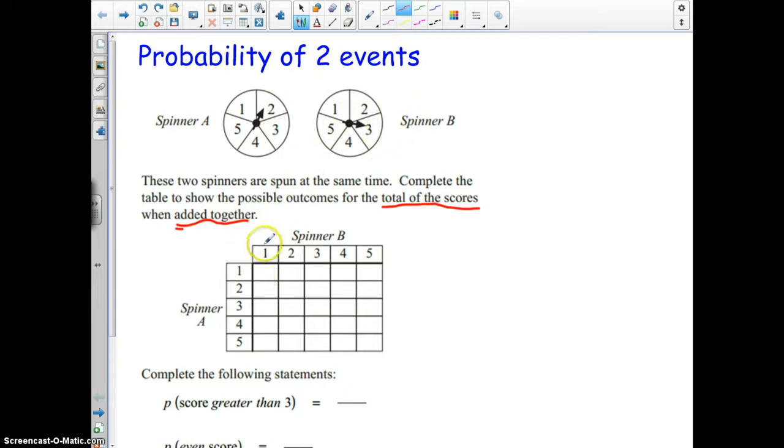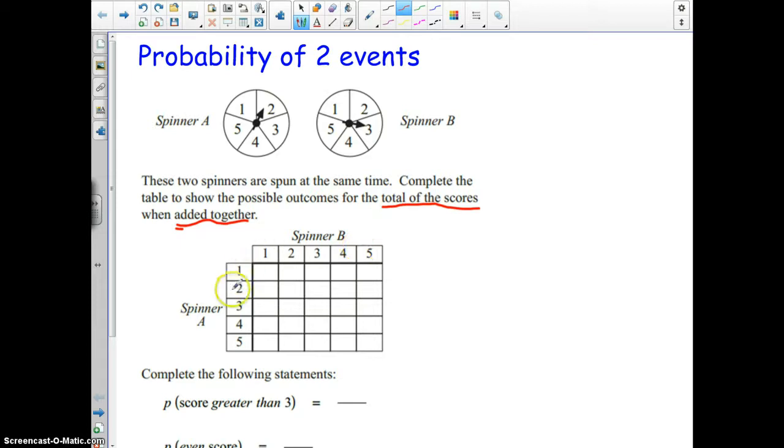So we organize the table similar to this. One side of the table will be spinner A, and the other side of the table will be spinner B. This is always how we set up our table. And then we lay out all the outcomes for each spinner. They are very similar, 1 to 5 here, and also 1 to 5 over here.